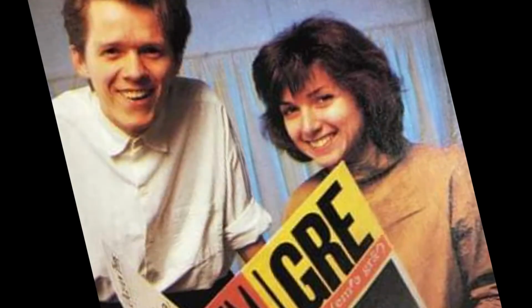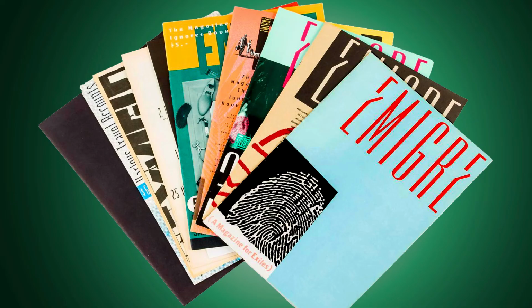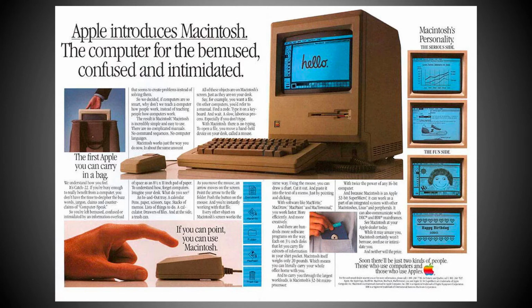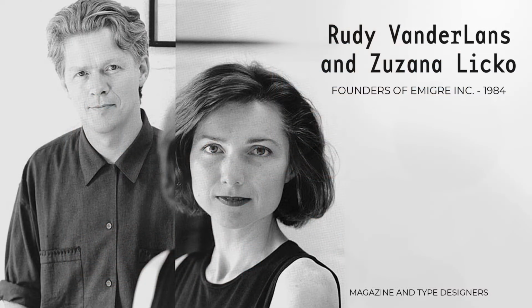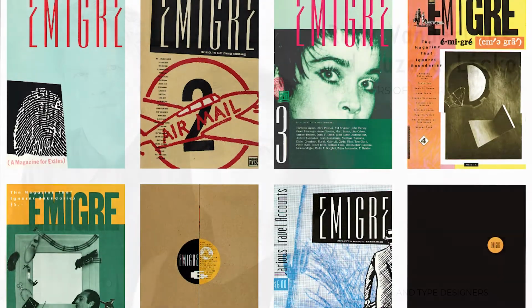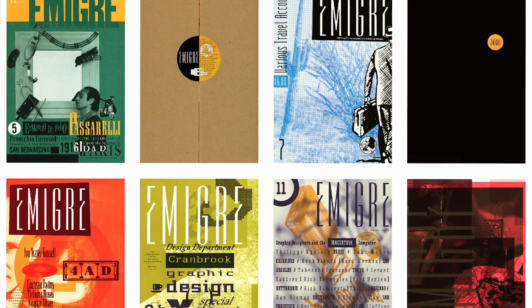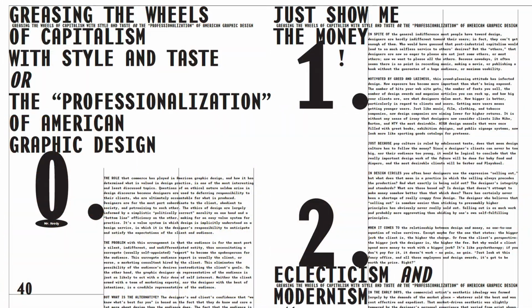Those of you who love graphic design history will want to know about these people, the fonts, and the magazine that they created. In 1984, around the time Apple Computers introduced the Macintosh, Rudy VanderLans and Zuzana Licko, both of European descent, and their small team joined forces to create the groundbreaking magazine and independent type foundry, both named Emigre. Emigre magazine was known for creating some of the very first digital layouts and typeface designs.